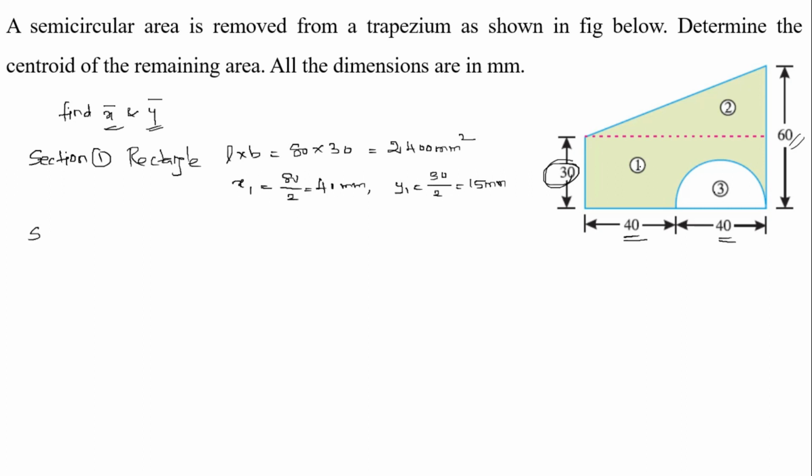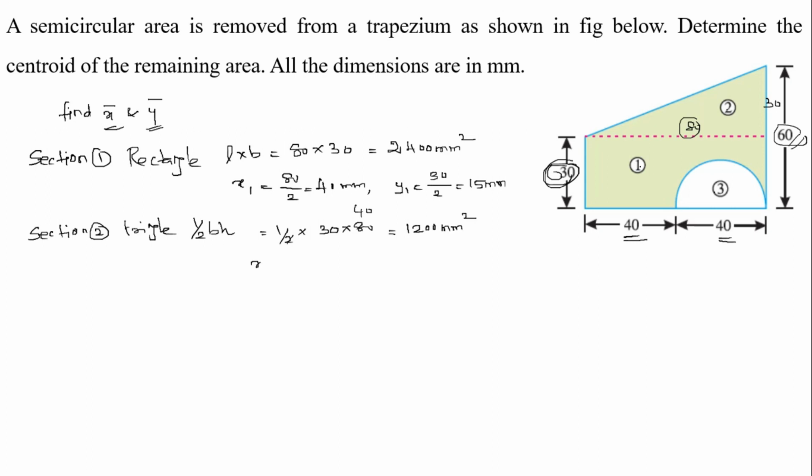Right. Now, take section 2, which is a triangle, right. What is the formula for the area of a triangle? Half of B into H, right. Substitute B which is equal to 30 and H which is equal to 80, right. Here 60 is there, so 60 minus 30 is equal to 30, and this length is equal to 40 plus 40, 80, right. So, what is the value? Half into 30 into 80, which is equal to 1200 mm squared.